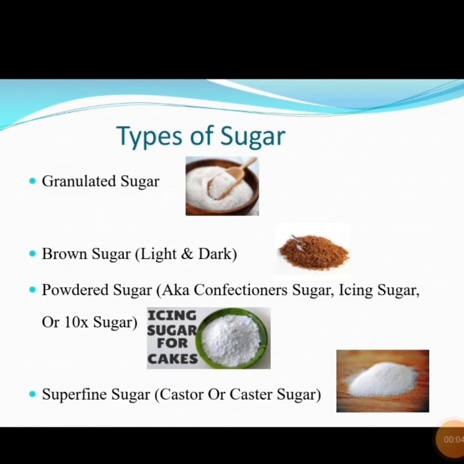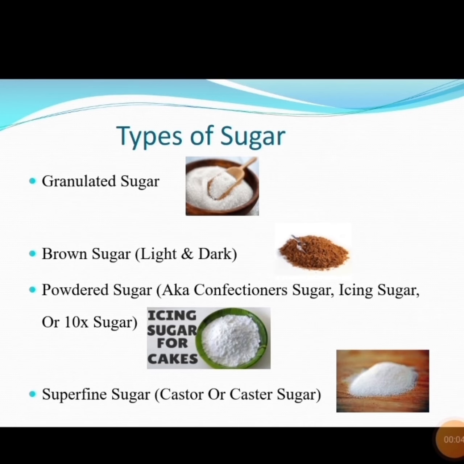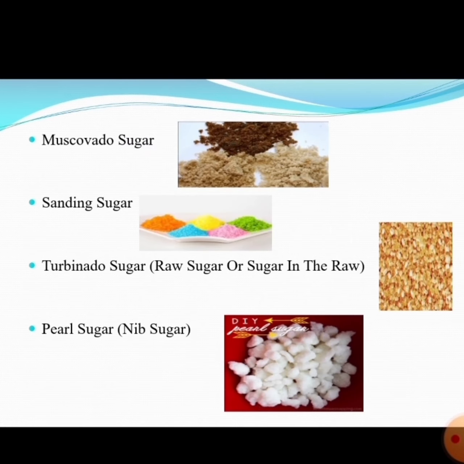The types of sugar are: granulated sugar, brown sugar, powdered sugar, superfine sugar, muscovado sugar, sanding sugar, turbinado sugar, and pure sugars. These are used to prepare bakery products. I have also given images of all the types of sugars in this PPT. This is an easy way to know and identify the various types of sugars.